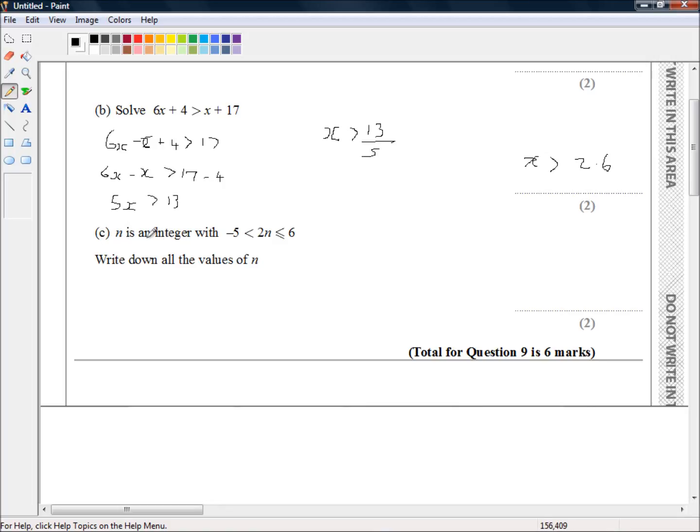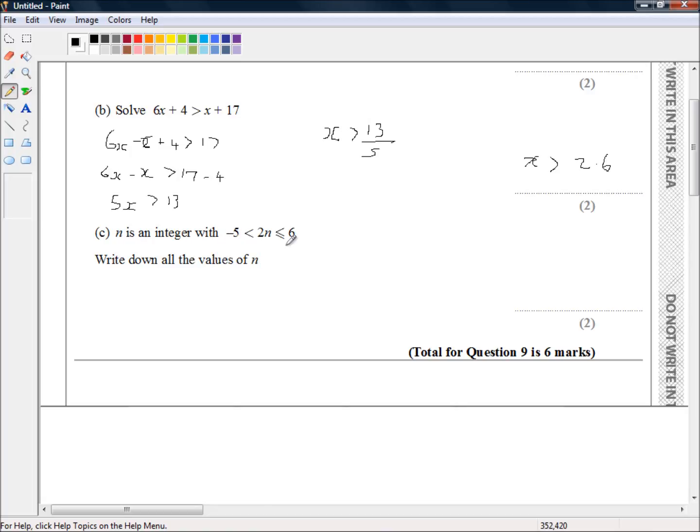Okay, so part C says n is an integer. That means it's a whole number with -5 is less than 2n, which is less than or equal to 6. So 2n is between -5 and 6. It can be equal to 6, but it cannot be equal to -5. So write down all the values for n.